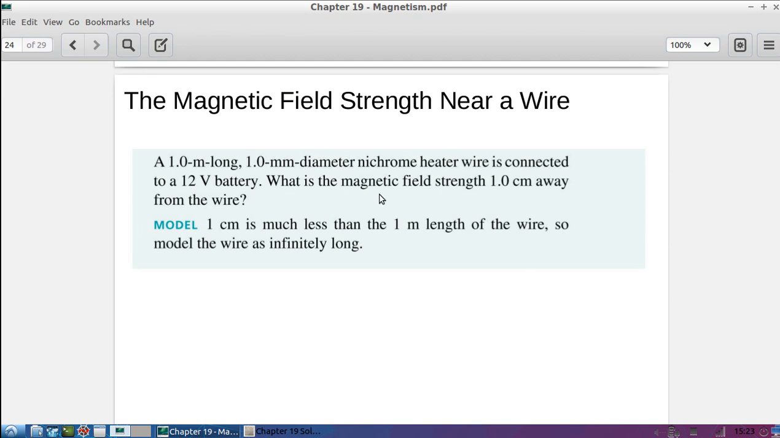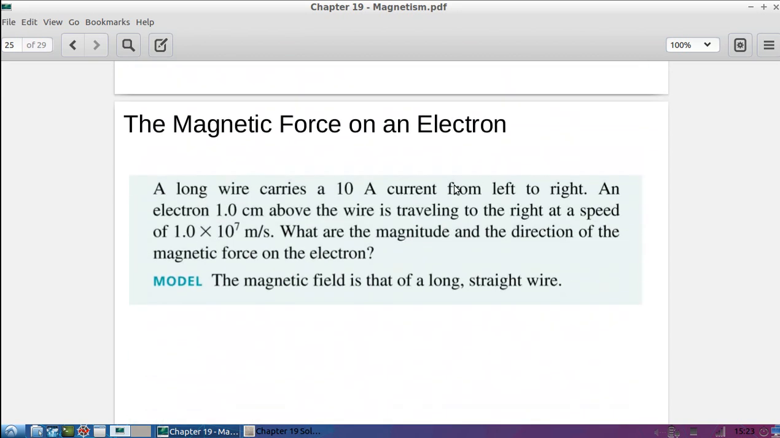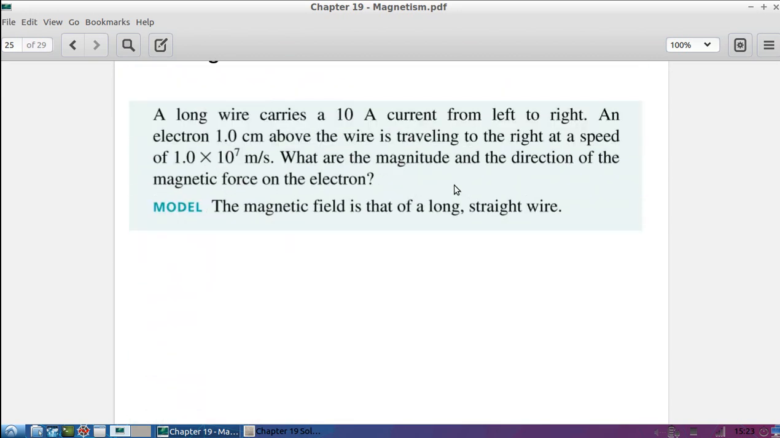So we need to know the magnetic field strength some distance from the wire, but we have to know its direction too, and the reason we have to know its direction is because we have a charged particle. There's an electron that is moving near the wire, and so this charge is in the presence of a magnetic field that is being generated by this wire.